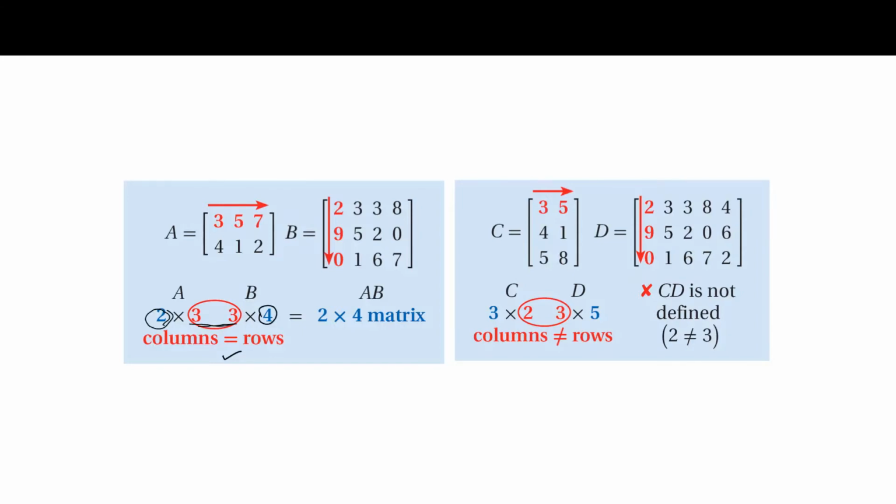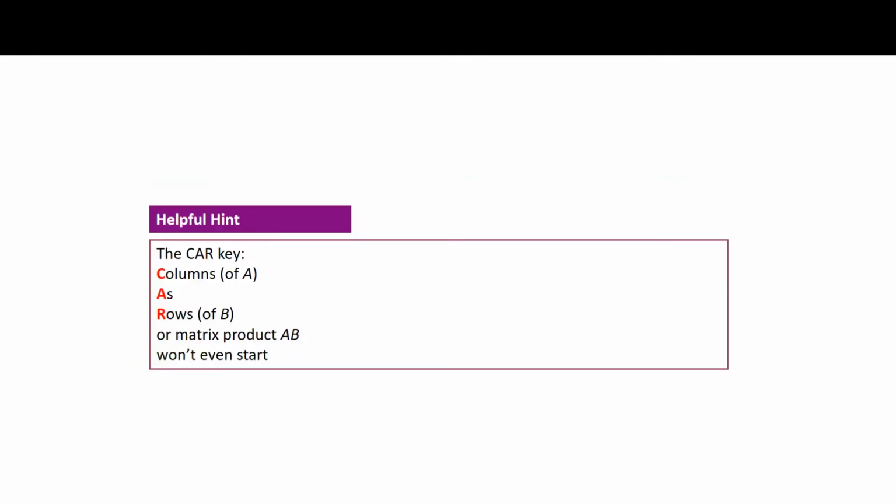All right, let's check C and D. If we multiply C, first we look at that, and it has 3 rows and 2 columns. And then we look at matrix D, and it has 3 rows and 5 columns. Well, let's see if our columns equal our rows. No, it does not. 2 does not equal 3, so CD is not defined, and we don't have to do anything on this particular matrix multiplication.